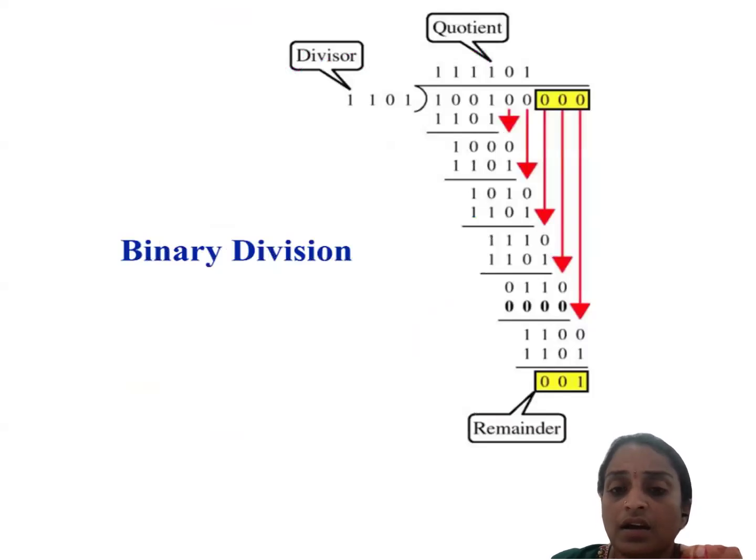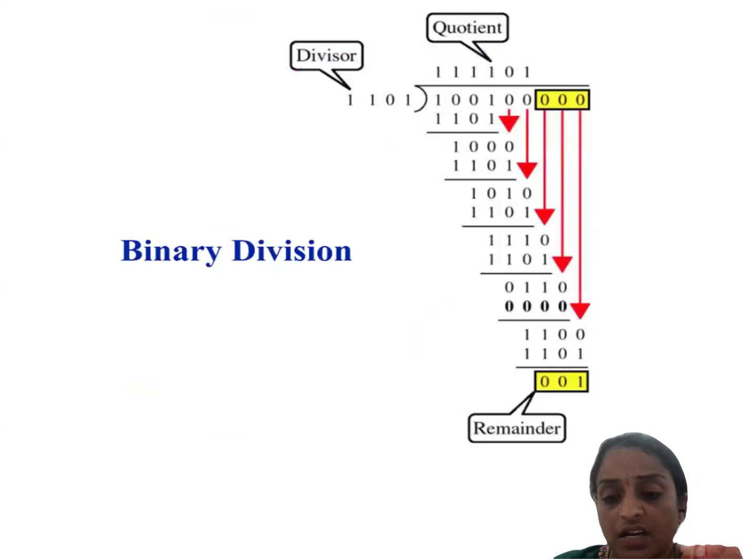All these three zeros are replaced by this remainder. This remainder represents the CRC bits. Now send the data along with the CRC. Just these three zeros are replaced by 0, 0, 1. This is at the sender side.